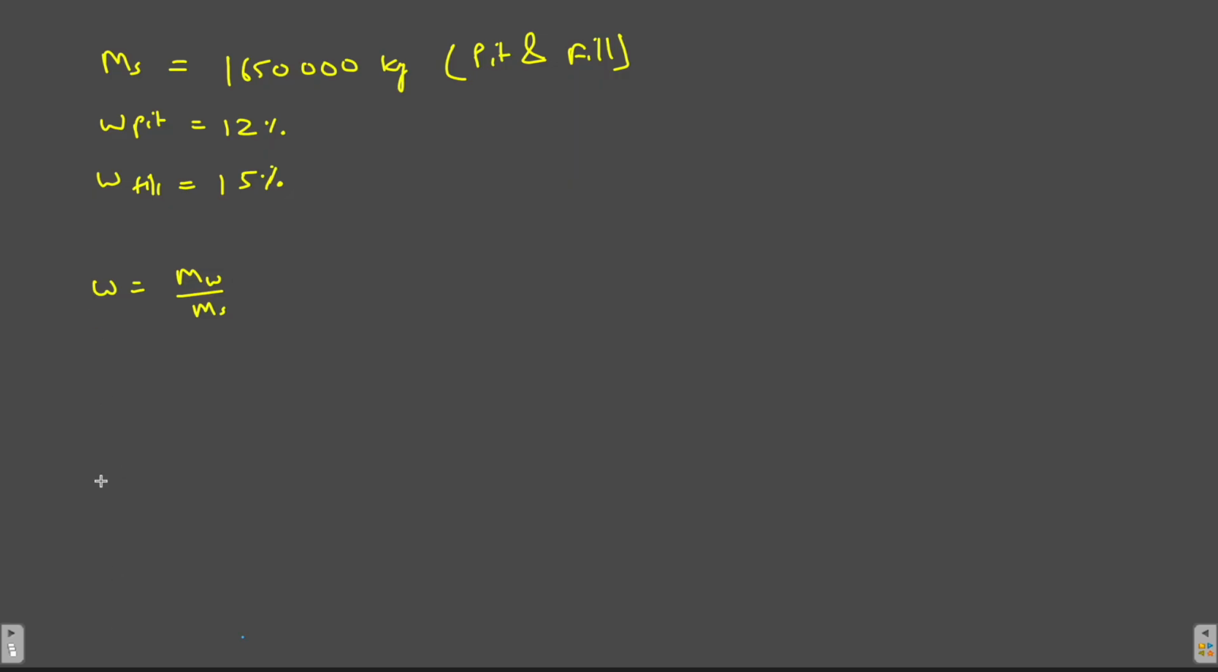So what is the amount of water in the pit in kgs? The amount of water in the pit is the water content into the mass of solids. So the water content of the pit is 0.12, that is 12%, into 1651234 kgs. If you multiply this, you are going to get the mass of water in the pit. So the mass of water in the pit is 198,000 kg. This much amount of water is there in the pit.